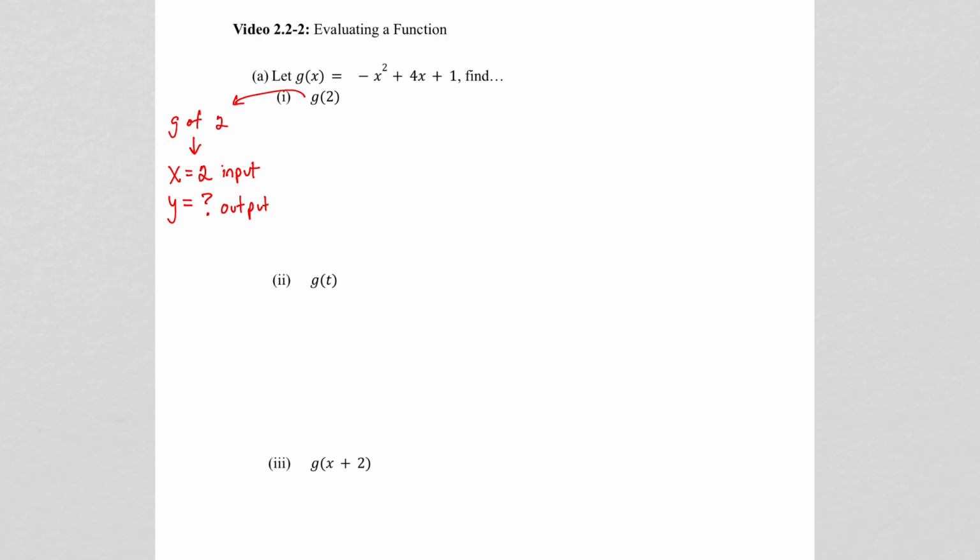So let's relate this to what we were talking about in the previous video. Let's think of this as a function machine, and our machine is negative x squared plus 4x plus 1. We are going to drop 2 into this machine, and we're looking for what comes spitting out of this machine, what that output is. Our input is x equals 2. Now all we need to do to calculate what g of 2 is equal to is substitute 2 into that equation everywhere we see an x.